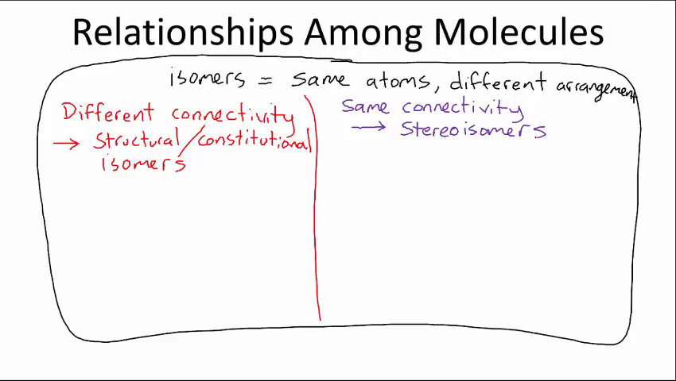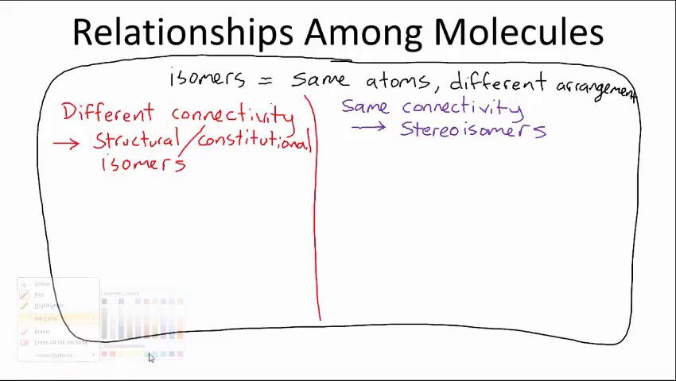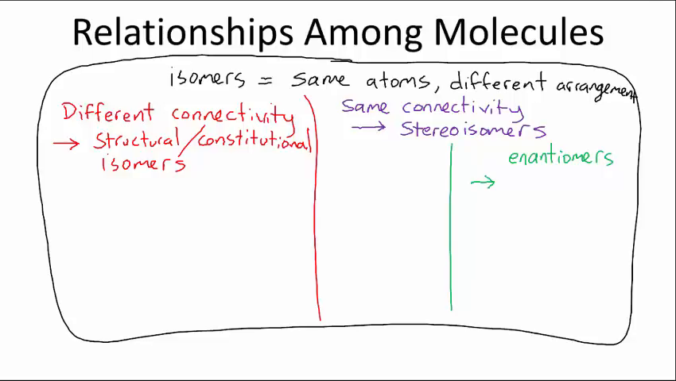So now stereoisomers we're going to split into two subcategories. We've already seen the two subcategories. One would be mirror images of each other. What did we call mirror image isomers? Enantiomers. So mirror images are enantiomers. So when you have non-superimposable mirror images, they're enantiomers.